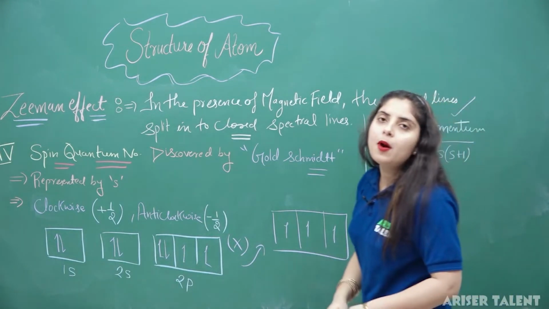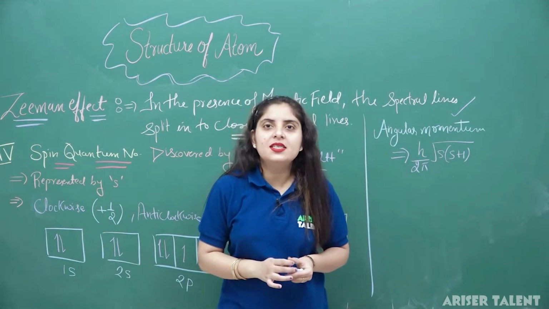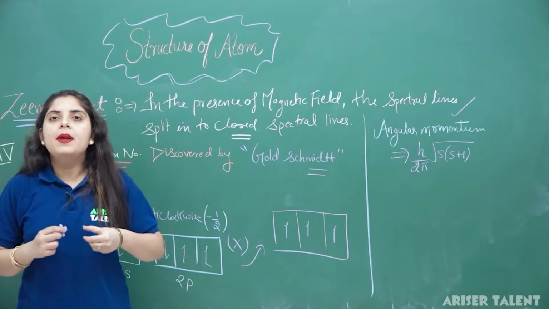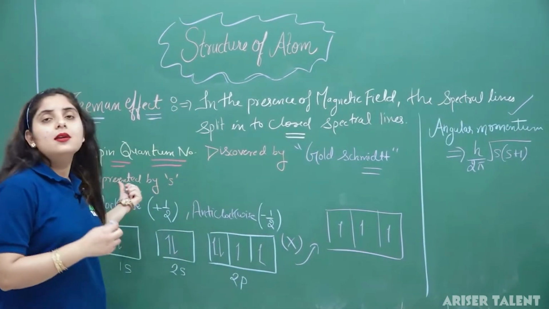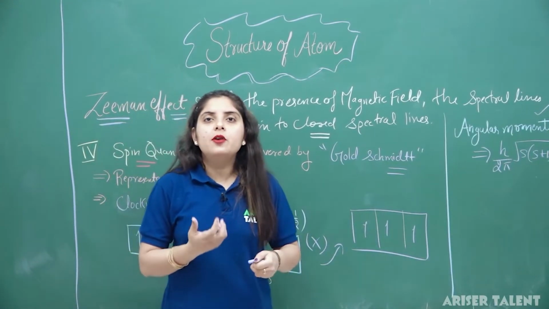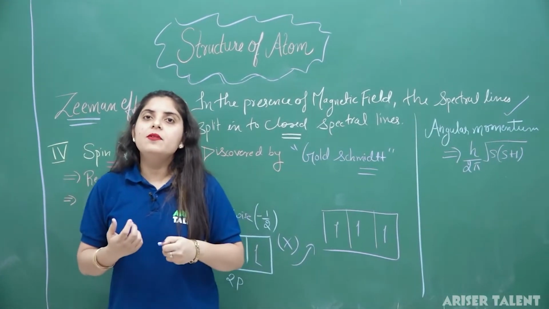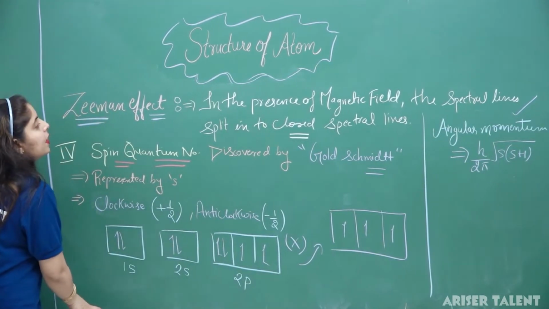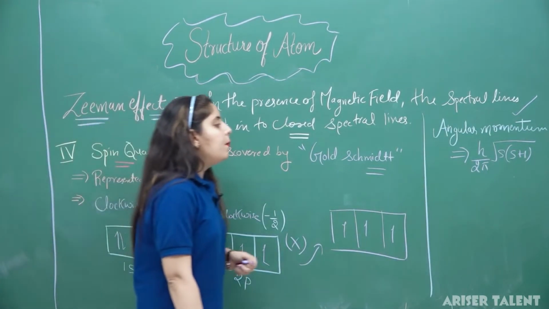So it is all about the 4 quantum numbers we have discussed: the principal quantum number, azimuthal quantum number, magnetic quantum number, and lastly the spin quantum number. Now we will learn about the filling of electrons in the orbital, and again we have 4 rules for this. So now I will show you how the electrons are filled in the orbital.